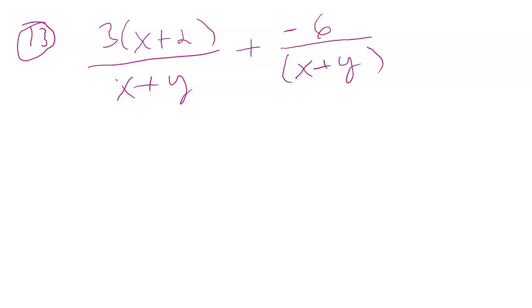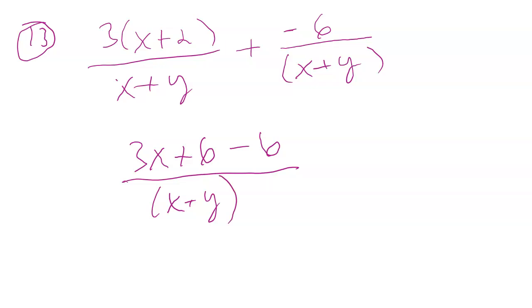So now look, they have the same denominator. So we can add the two fractions, keep the denominator, add the numerators. At the same time, I'm going to have to distribute this, even though I just factored it. So I get 3x plus 6 minus 6 all over x plus y. And the 6's cancel out and we get 3x over x plus y.